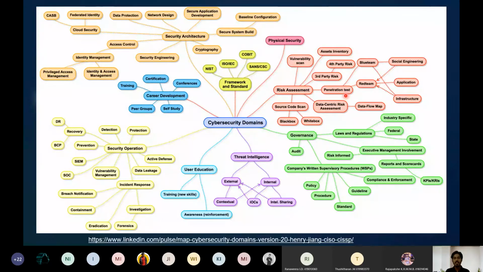Other domains, if you're looking at frameworks and the governance side, would be GRC: governance, regulation and compliance. Those are also very good areas if you don't want to be more technical and want to focus on a non-technical side. And if you want to build secure systems, then you can go to the security architecture part, where you look at cryptography, network designing, identity management.